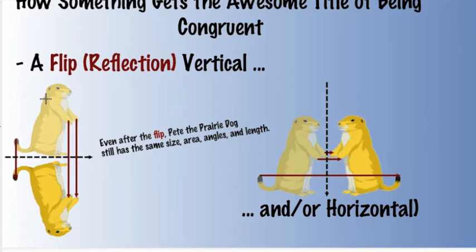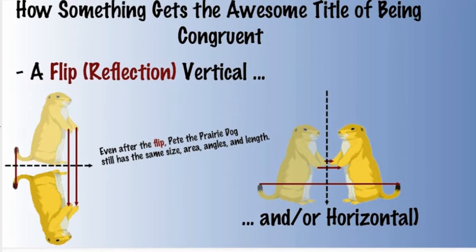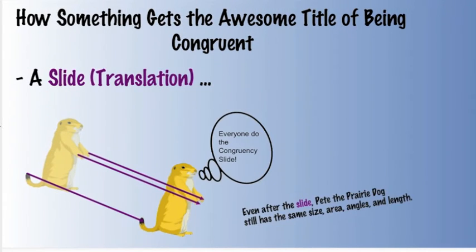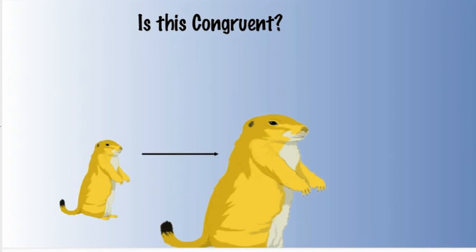So even after that, Pete the Prairie Dog still has the same size, the same area, the same angles, and the same length. He's congruent. Oh my goodness, we have a pair of congruent Pete the Prairie Dogs. Pete can also do the congruency slide, or another fancy word, translation, meaning that he can move position. Even after that slide, Pete still has the same size, area, angles, and length. We have a pair of congruent Pete the Prairie Dogs.